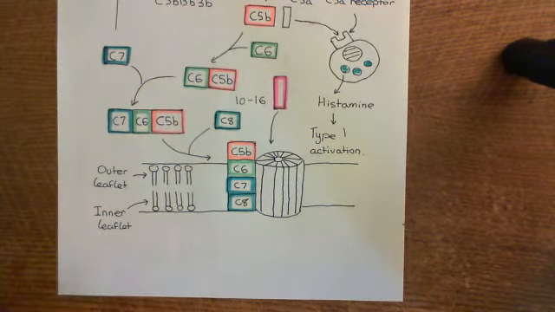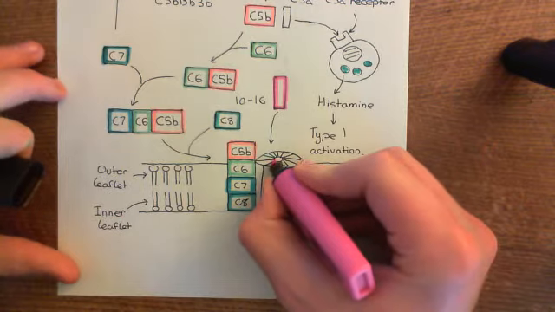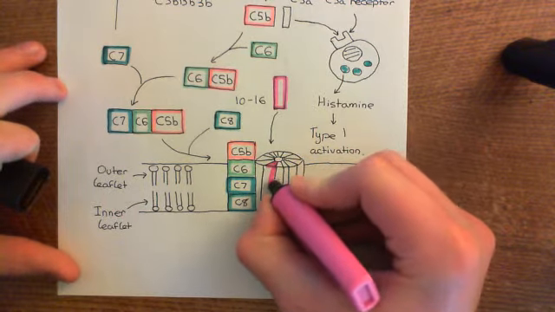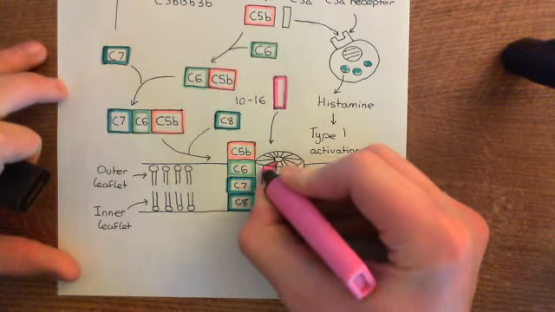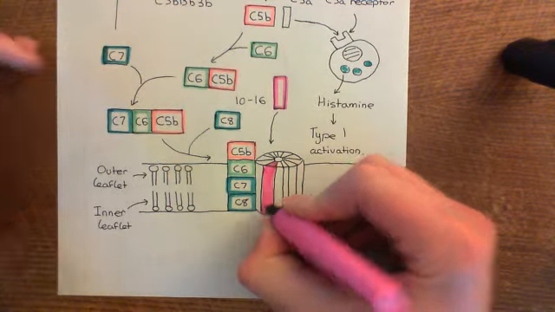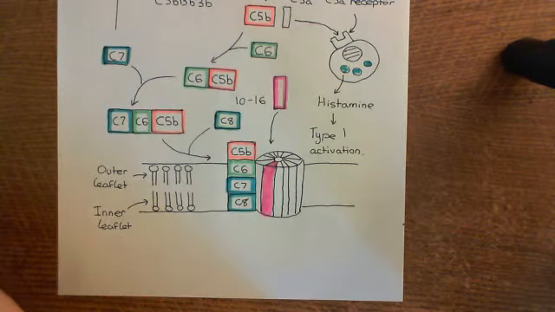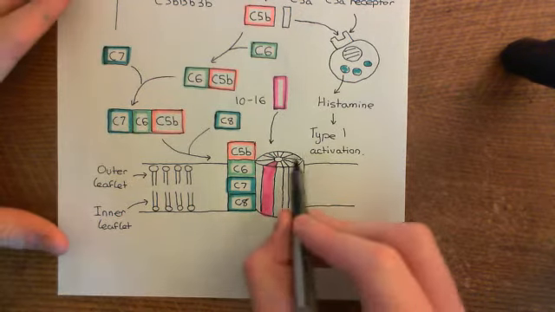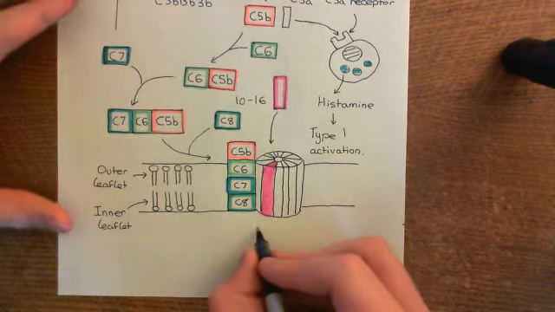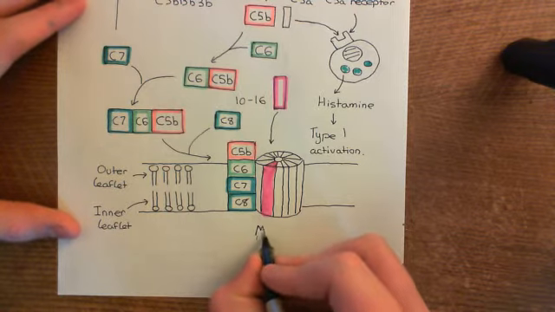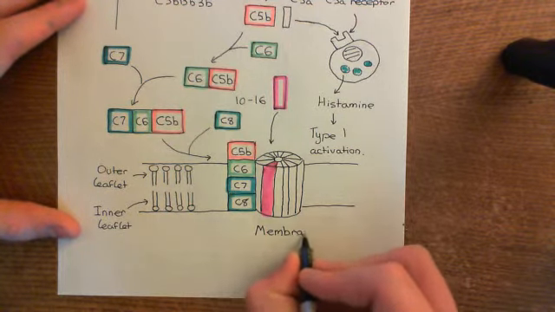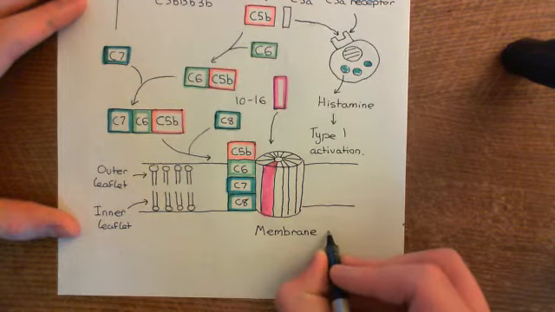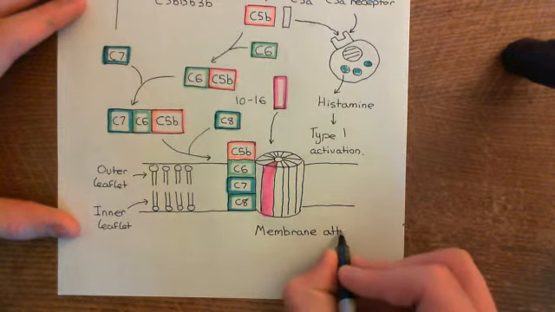Okay, so just to make this crystal clear, one of these subunits here is a single C9 protein. Okay, so this is this up here. Okay, and this complex here of multiple C9s is what's known as the membrane attack complex, or the MAC for short. Okay, now what does the membrane attack complex cause?